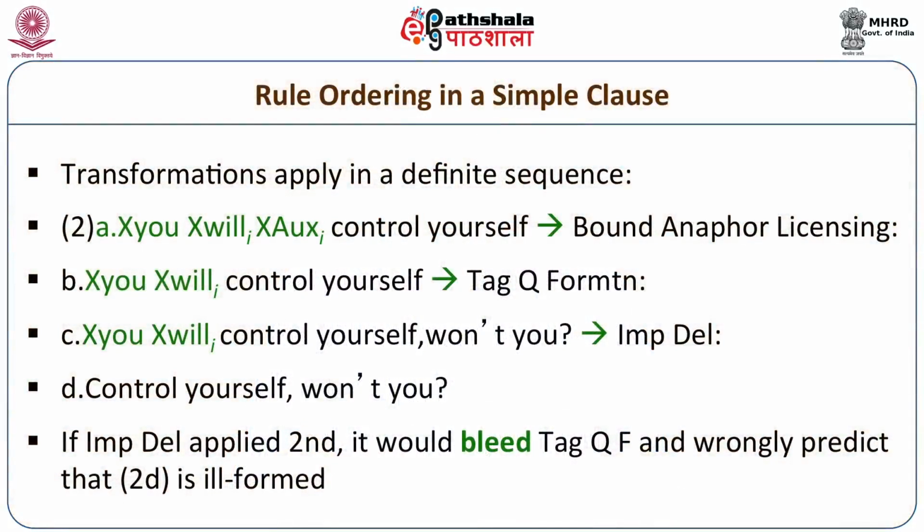Let us consider actual examples in the case of transformations. In the sentence whose surface structure is control yourself, won't you? We start the derivation with the deep structure, X you, X will, X you X, control yourself. We then apply primary anaphor licensing or bound anaphor licensing. The result of that is the intermediate output, X you, X will, control yourself, because remember that transformation deletes X you X.